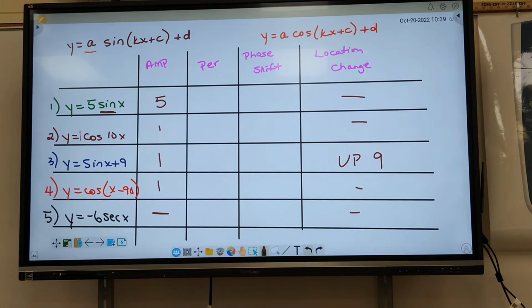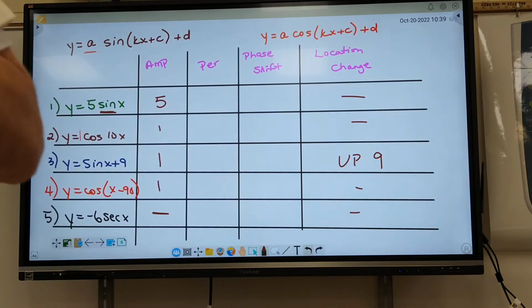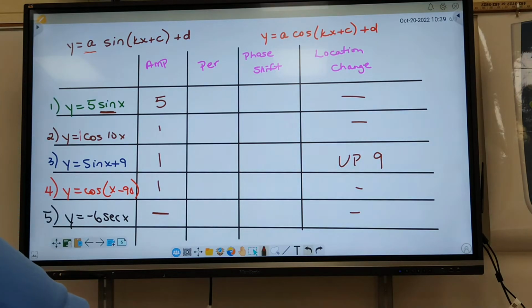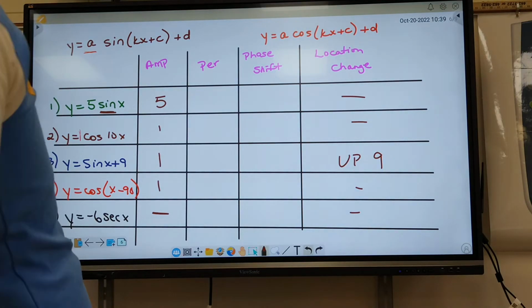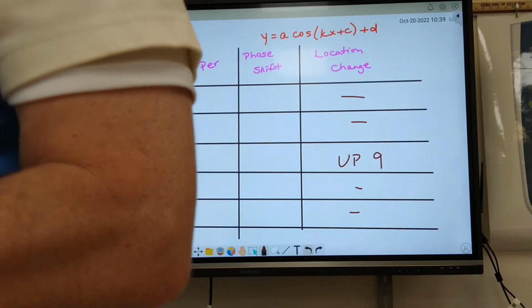All right, so number 1 for period. Everybody look back at your chart. There's something I like to do on the column for period. I like to write a box around the ones right in the middle. Everybody write a box on period around tangent and cotangent.